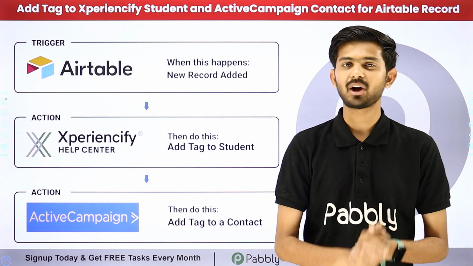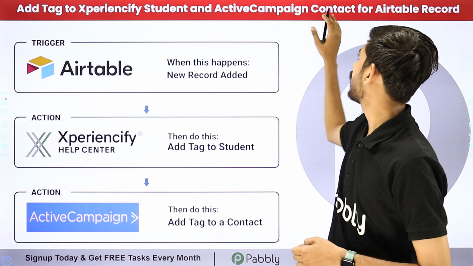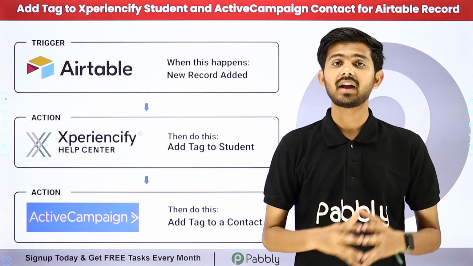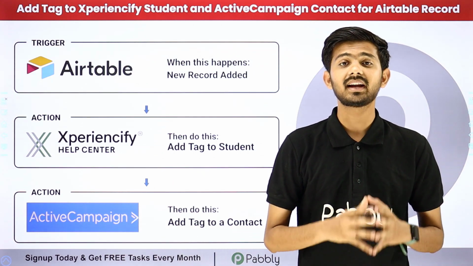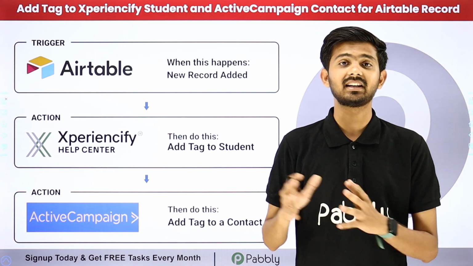Hello everyone, today our topic is how to add a tag to an Xperiencify student and an ActiveCampaign contact for an Airtable record. So here I have synced my Xperiencify account with ActiveCampaign in such a way that I have added all the students that I have in my Xperiencify account as contacts in ActiveCampaign.